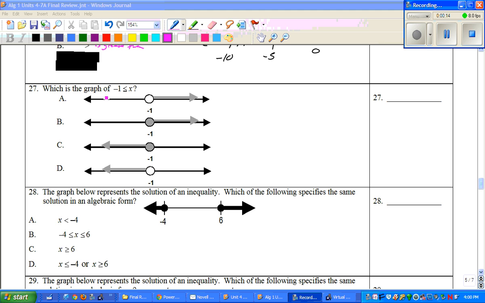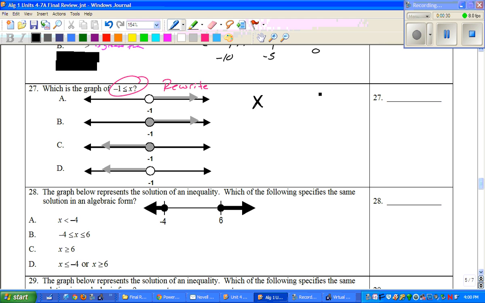So, which is the graph of -1 less than or equal to x? Okay, right away you should think, I need to rewrite that because the variable is not first. Okay, x comes first, then the 1. Now, we know there's a line underneath it, so we know that this is a closed. So while this might be a little bit confusing at first, get rid of those two because those are wrong.